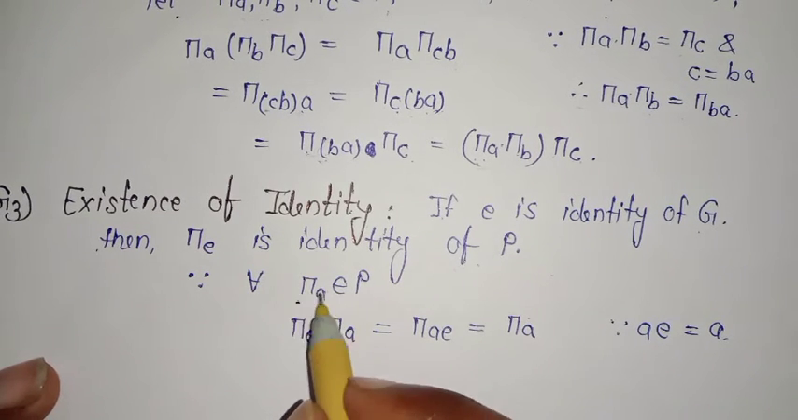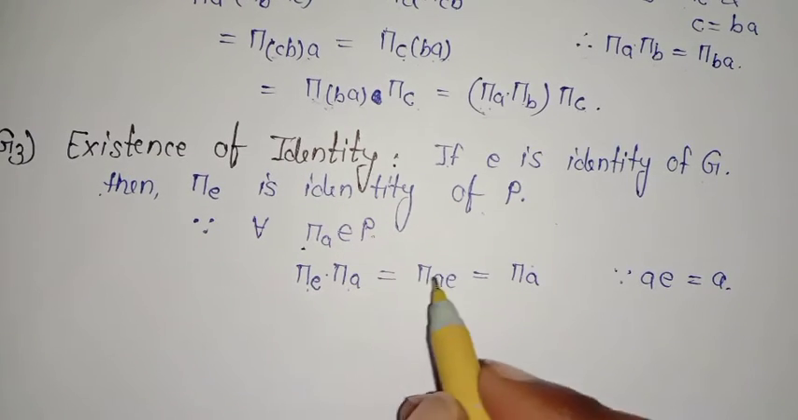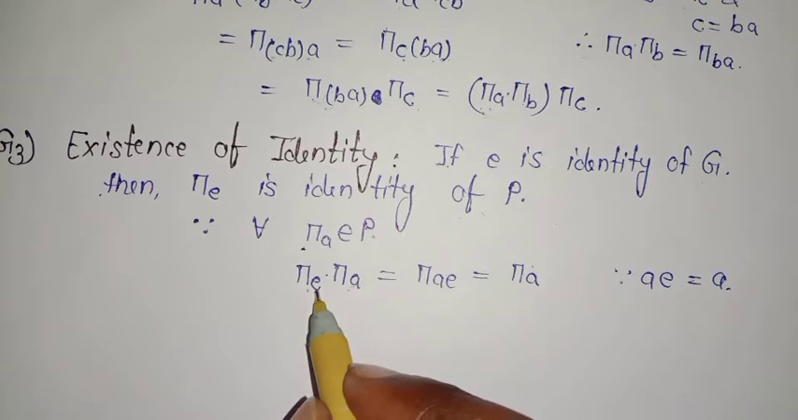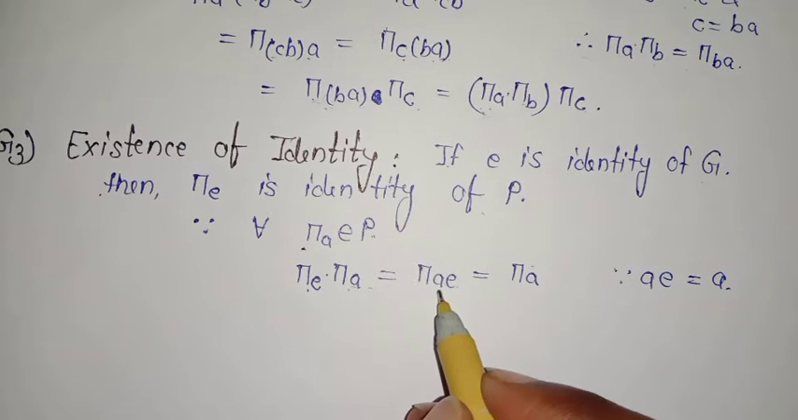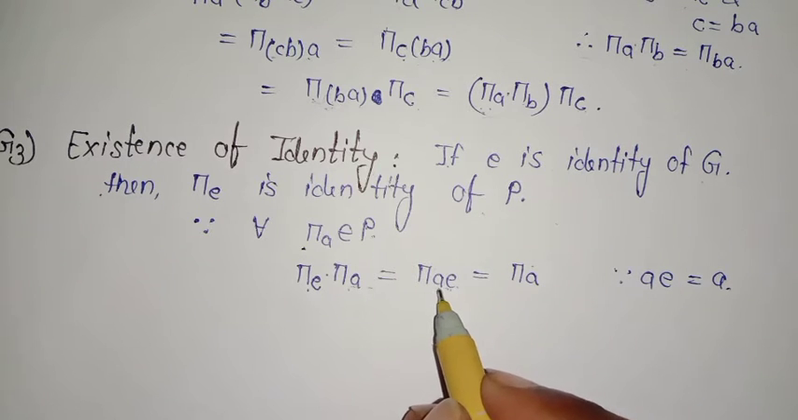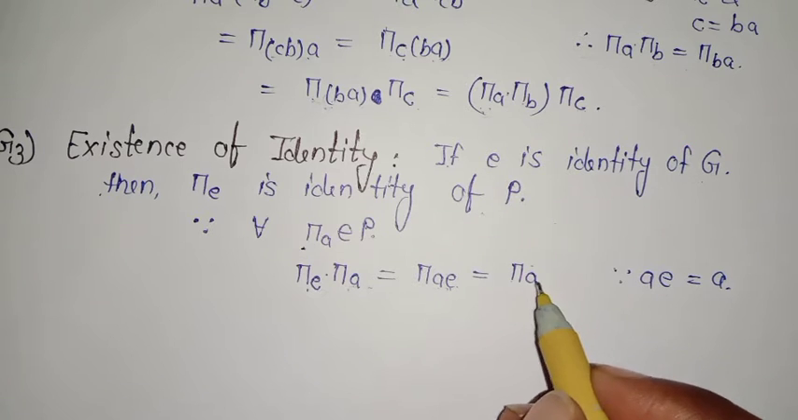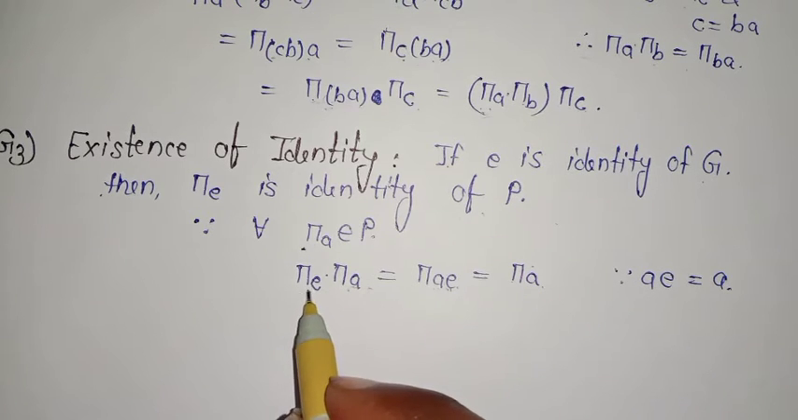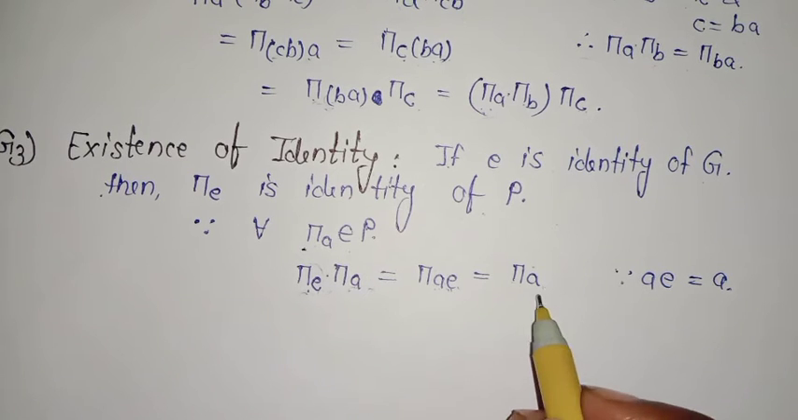So if we take pi a into pi e, this becomes pi e dot pi a. Now if we use the property, this gets reversed and this becomes pi of a into e. And if we multiply a with e, since e is the identity of G, this becomes a only. So now this becomes pi of a. So what we are getting is that if we multiply this element with any element of P, we are getting the same element.